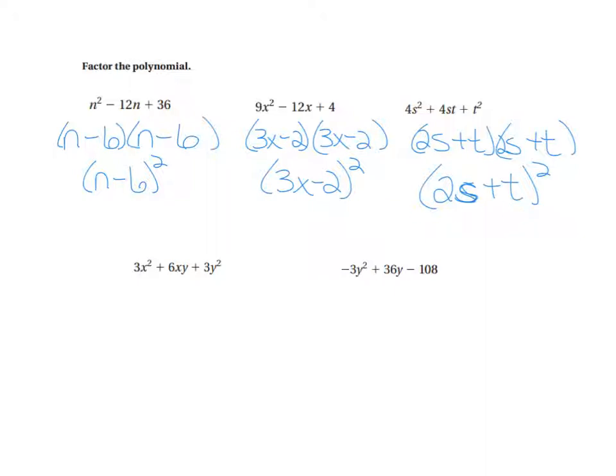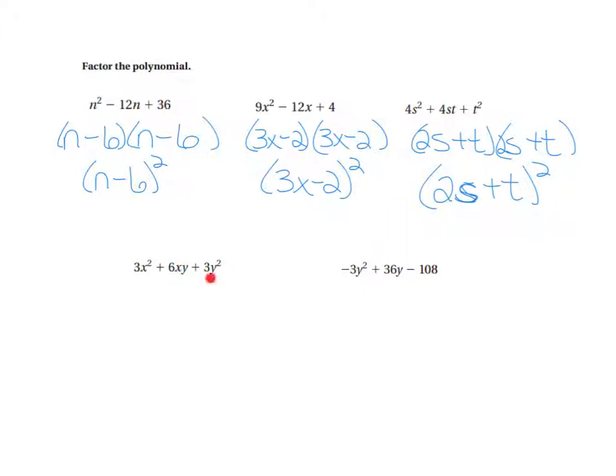This one's everyone's favorite problem. It has S's and T's and pluses. Terrible things to do when we're writing and can't tell the difference, but I got 2s plus t quantity squared. Again, you could leave it like this, but you're probably going to see it like that if you're having to pick the answer. Now, down here, same idea, but remember to be looking for that GCF.